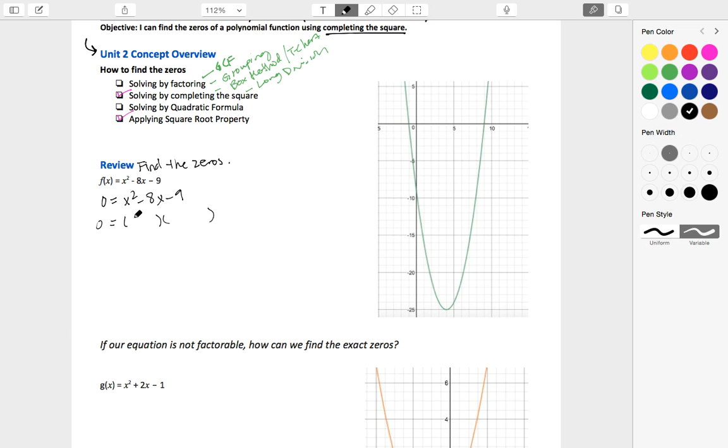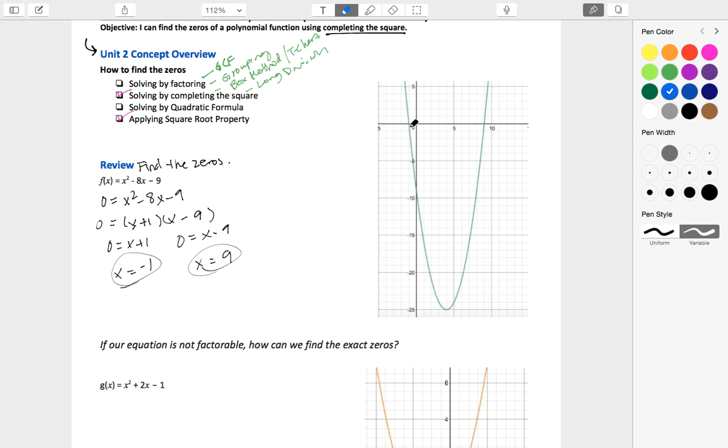And when we do that, we know we have to figure out what two numbers multiply to give us -9, but add to give us -8. And we'll find out we'll have x minus 9 and x plus 1. All right. And then we apply zero product property. And we'll get x is equal to -1 and x is equal to 9, right? And these are our zeros, right?